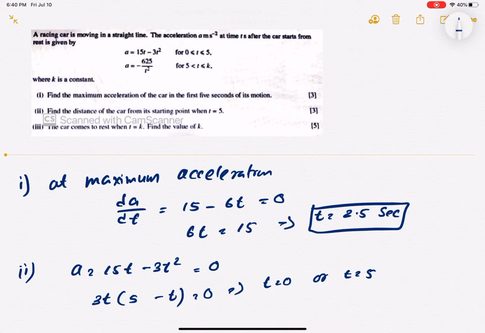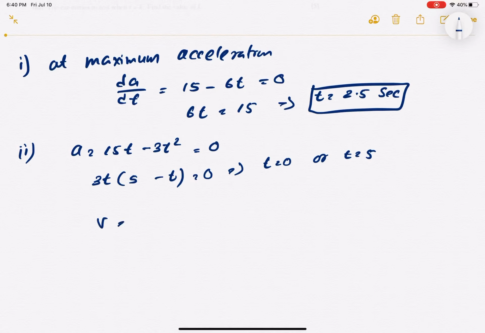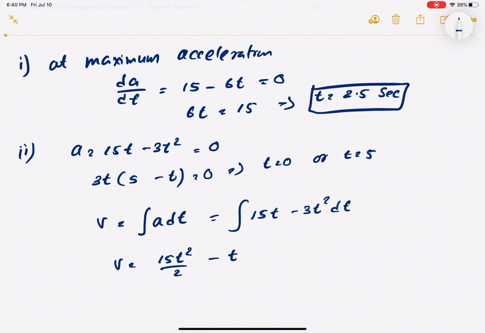Now, how do we connect the acceleration into displacement? We could first integrate the acceleration and find the velocity function of the racing car, and then we can integrate it again to find the displacement function. So I'm going to do that. Velocity is equal to integral of a dt, and acceleration is 15t minus 3t square dt. So when we integrate this, we would get 15t square over 2 minus t cube. Why? 3t cube over 3, which is going to be t cube. This is the velocity function. We have to put an arbitrary constant plus c.